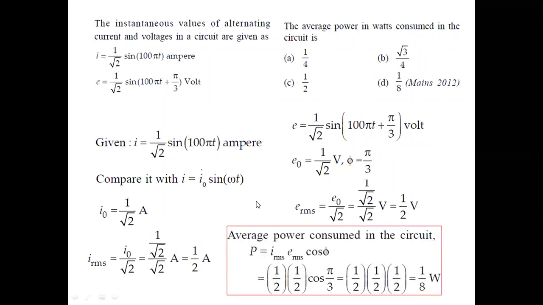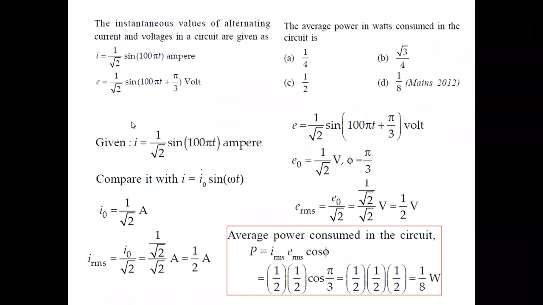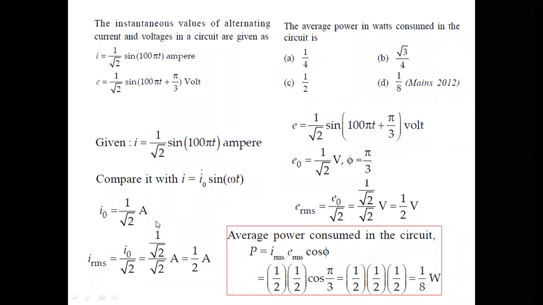Now I want average power. Do remember, average power is given by I_RMS, V_RMS and cos phi. Cos phi is, of course, the phase angle between voltage and the current. Here the voltage and the current phase angle, instead of in terms of R by Z, is given in terms of the phase angle pi by 3.